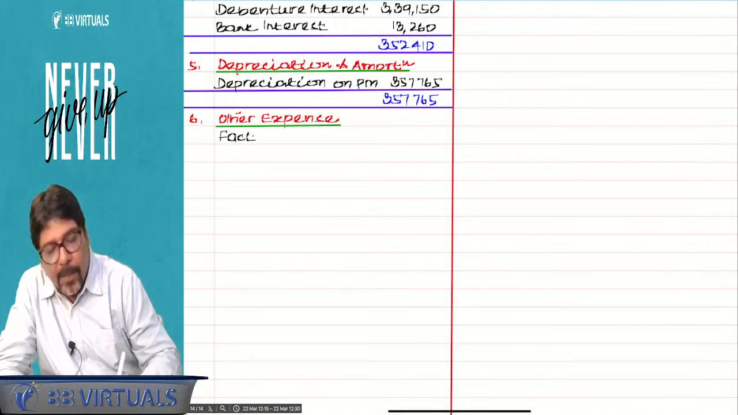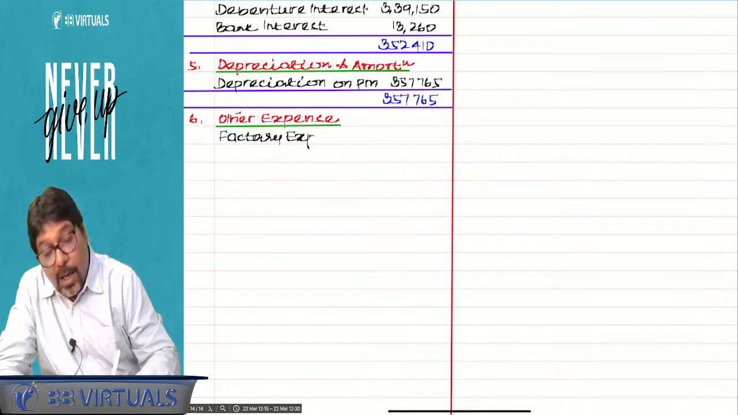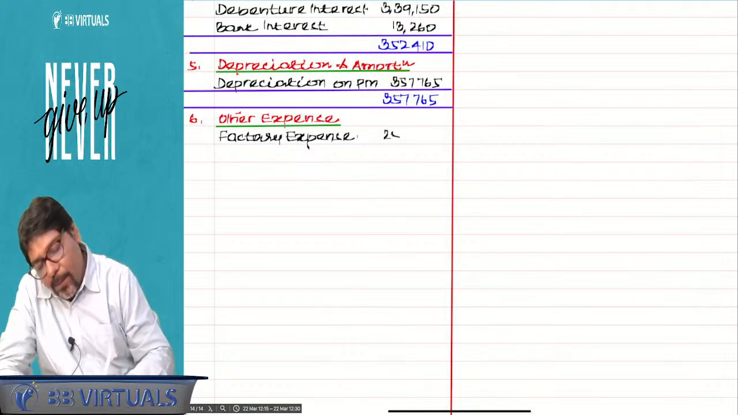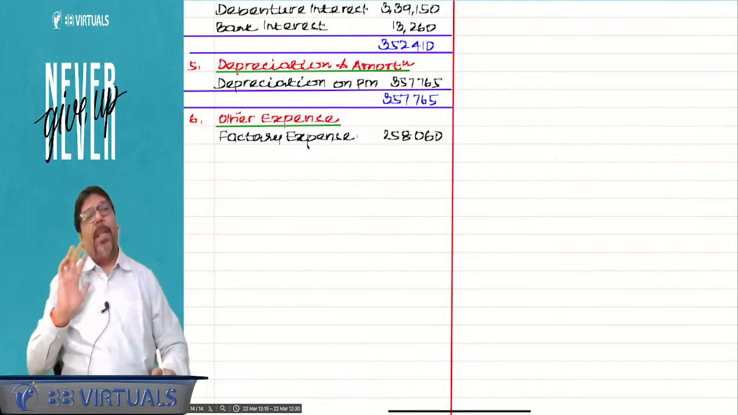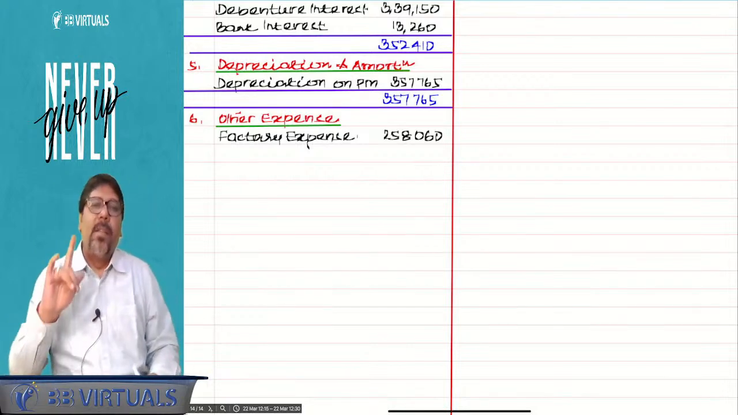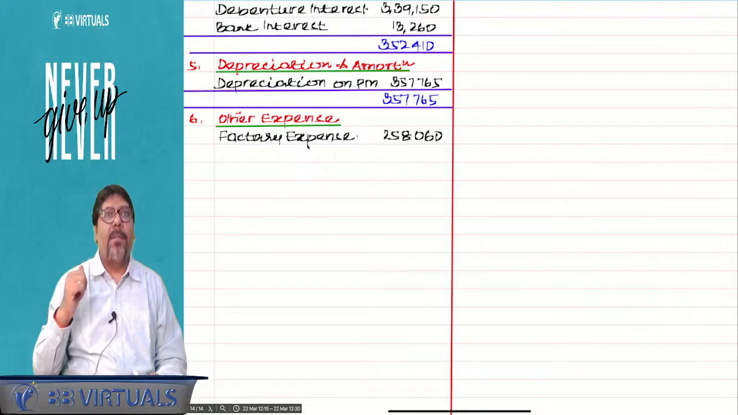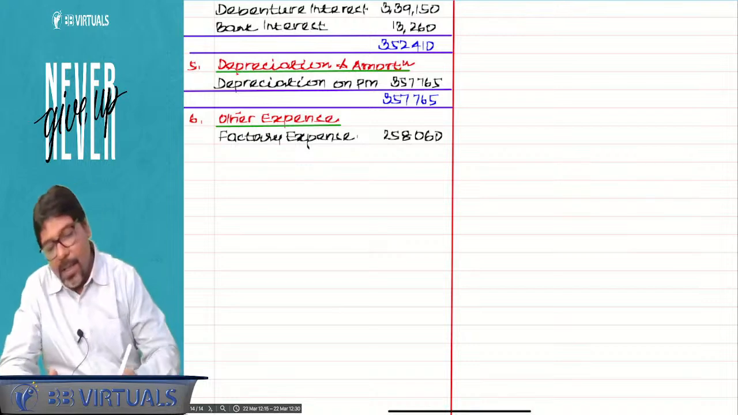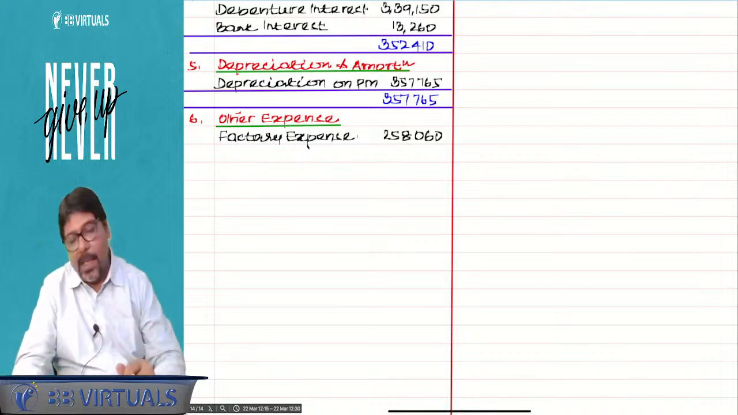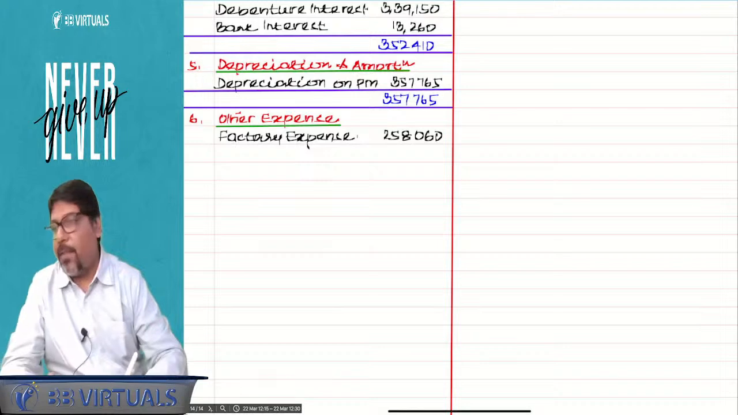Factory. Sir, you're enjoying? I am enjoying very much. What about you? Factory expenses 258,060. So many cities I have got: Bangalore, Chennai, Hubli, Coimbatore, Bombay, Indore, Raipur, Delhi, and online also. But online like this, first time.